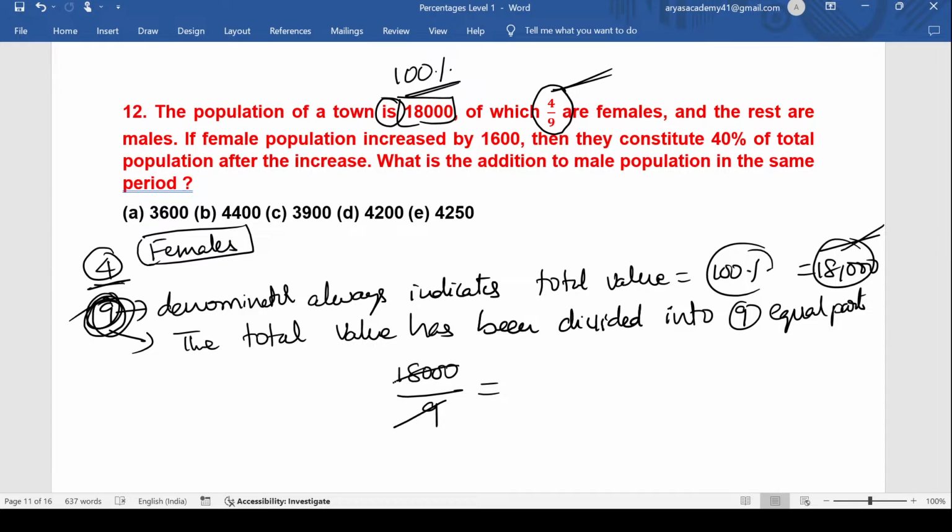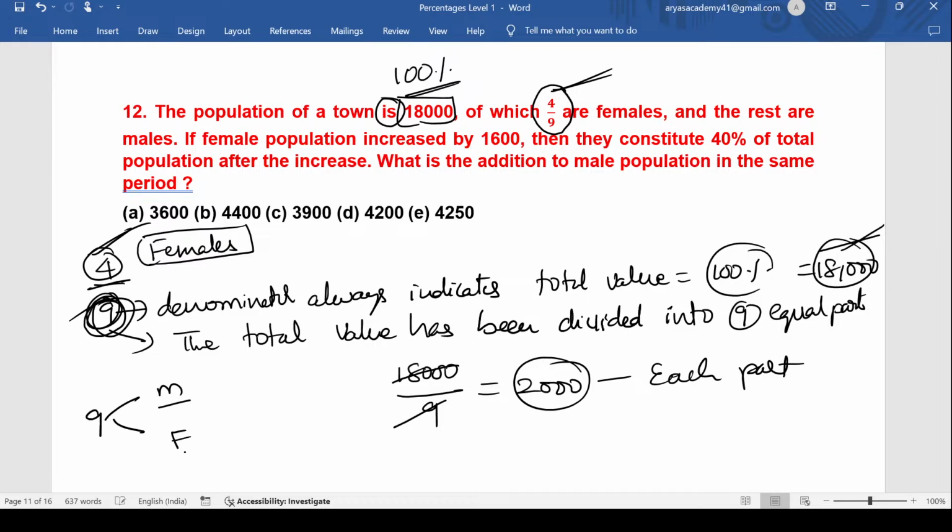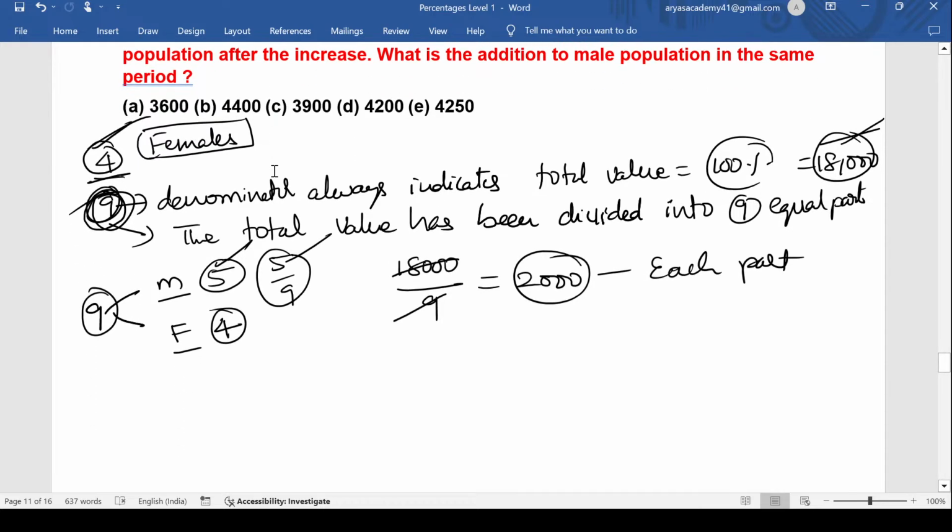So, 18,000 when divided into 9 equal parts, each part is how much? 2000. And out of that, how many parts are females? Total is 9, which contains two categories, male and female. They have very clearly mentioned that females are 4 parts out of 9. Total is 9. If females are 4, then obviously what is the fraction of male? 5, or you can indicate it as 5 by 9. The remaining 5 out of 9 parts are males.